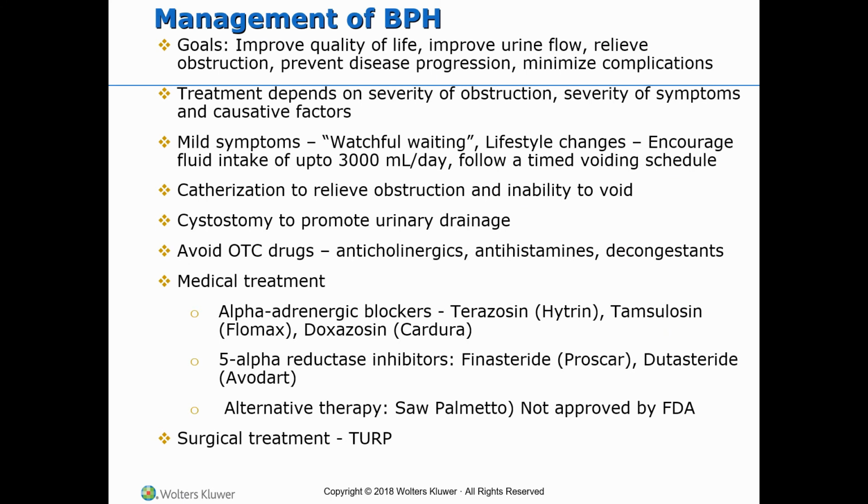Management of BPH. The goals of medical management of BPH are to improve quality of life, improve urine flow, relieve obstruction, prevent disease progression, and minimize complications. The treatment depends on the severity of the obstruction, severity of the symptoms, and the causative factors. The most common treatment with mild symptoms is watchful waiting and lifestyle changes. Catheterization is sometimes done to relieve the obstruction, and if there is difficulty to void, cystostomy is done to promote urinary drainage.